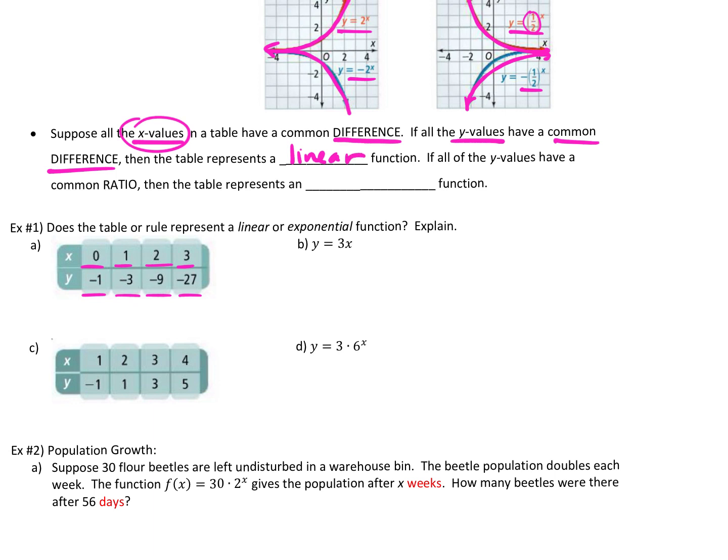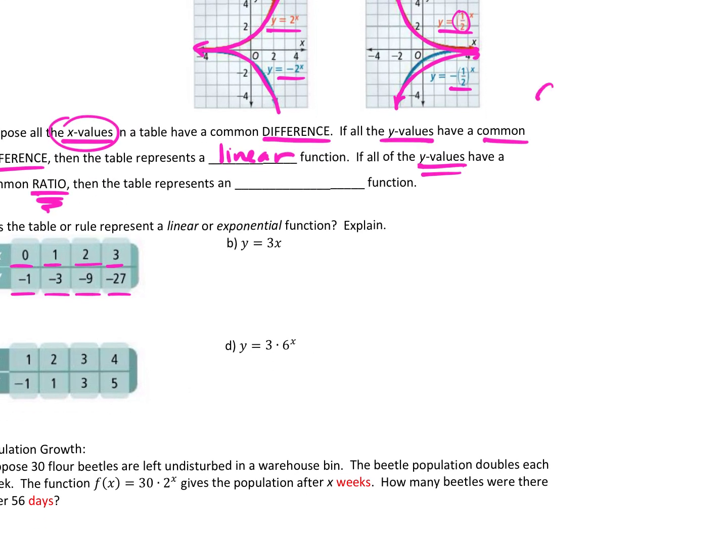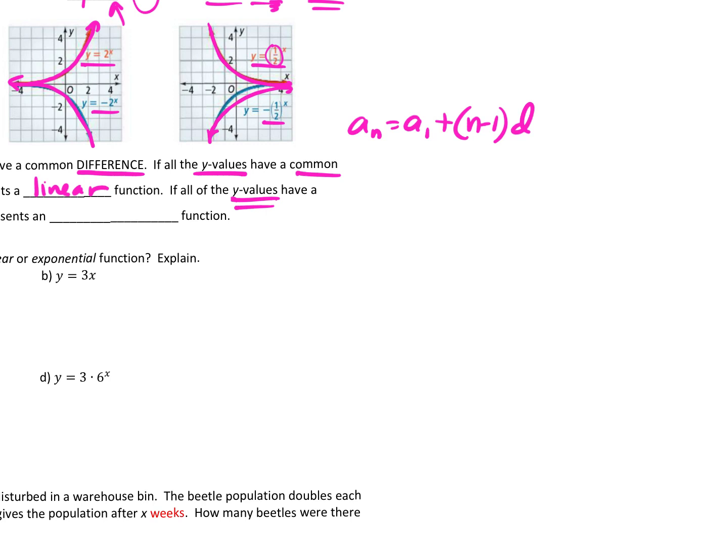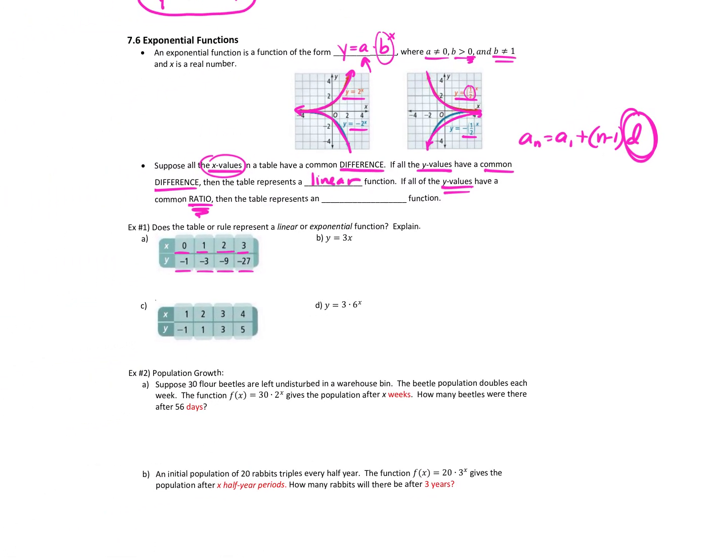Okay, what we're going to do today is your y values will have a common ratio instead. Do you remember, what was the formula we used that had a common difference? Did we do the arithmetic series? A sub n equals a sub 1 plus n minus 1 times d. We did that, right? Okay, that had a common difference. We were changing by the same amount, okay, with addition and subtraction.